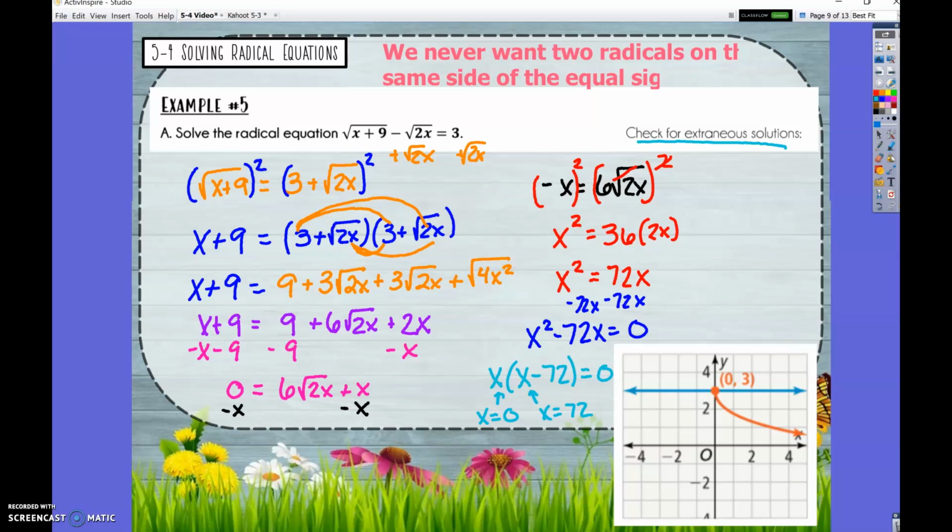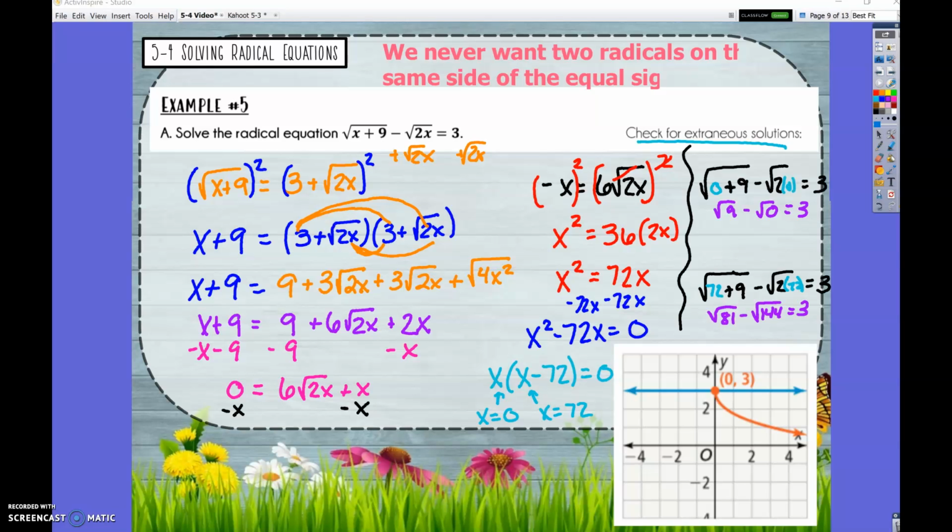That is, we need to plug them back into the original radical equation. So with some quick substitution here, I plugged in 0 to the original radical equation, and I get the square root of 9, which is 3. It does equal 3. So 0 is definitely a good solution.